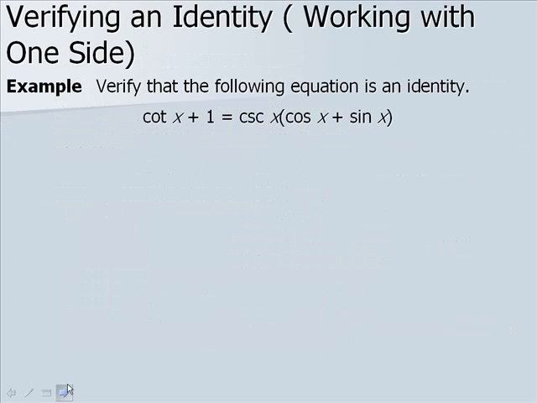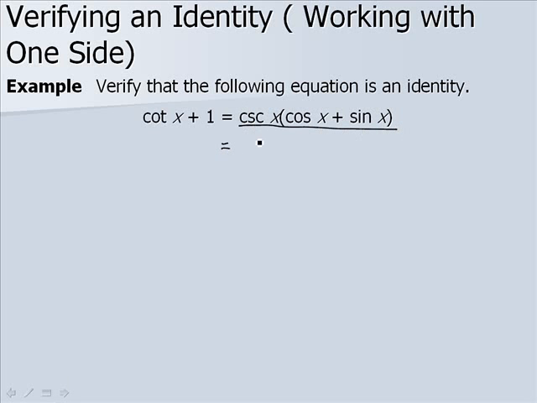So let's look at some examples. We're going to look at verifying identities when we're working with only one side at a time. So we want to verify the following identity, that the cotangent of x plus 1 is equal to cosecant of x times cosine of x plus sine of x. So we want to work with the more complicated side, and that's going to be the right side. So we'll work with it first.